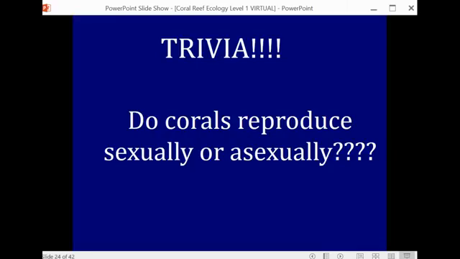Very good. Oh, even having some answers texted to me. Good, you guys. Corals use both forms, both sexual and asexual reproduction.